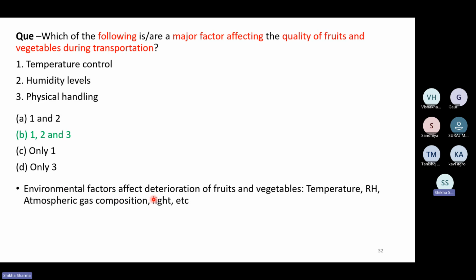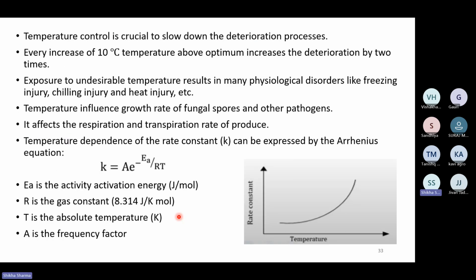Because they all are basically environmental factors, and 1 and 2 especially, they deteriorate the quality of fruits and vegetables, like temperature, then relative humidity, atmospheric gas composition, and light also. These are all the environmental factors which affect the quality of fruits and vegetables during transportation.